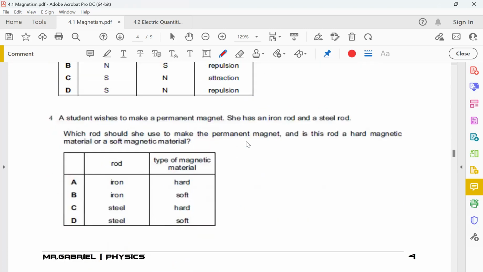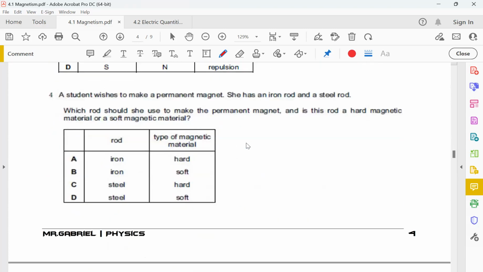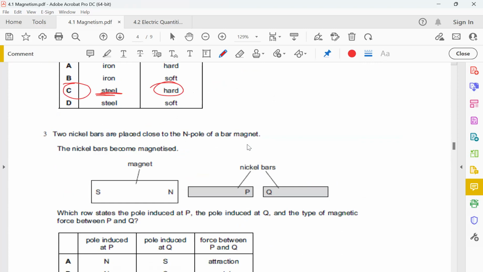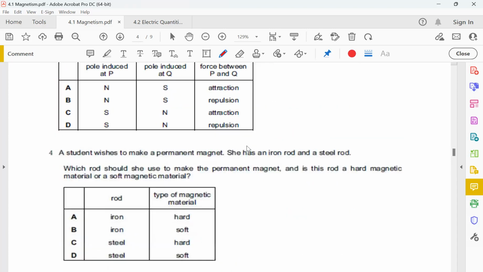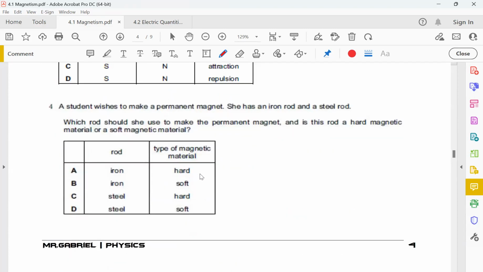Hey, stop me if you have any question, guys. I'm assuming that you all did this already. Oh, now I realize that there's a repeated question here.